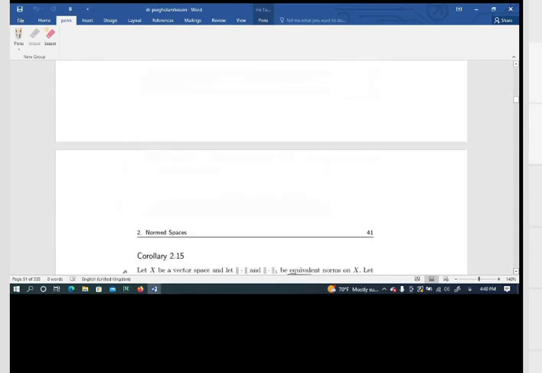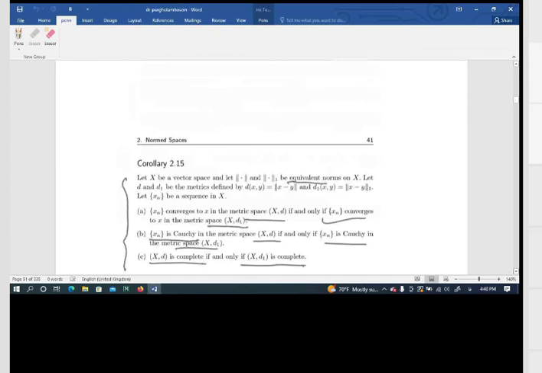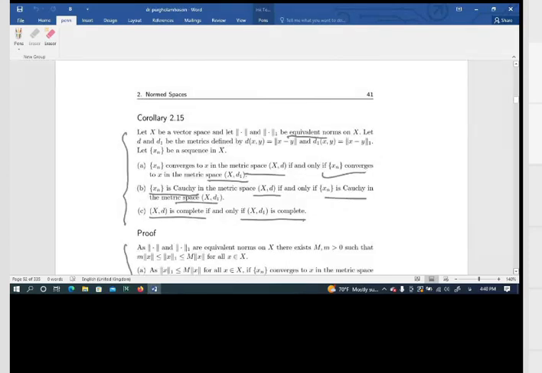Corollary. Let X be a vector space and norm and norm 1 be equivalent. Now we have three inequalities. So if norm and norm 1 are equivalent norms on X, and d and d1 are metric spaces defined by norm and norm 1, like this.